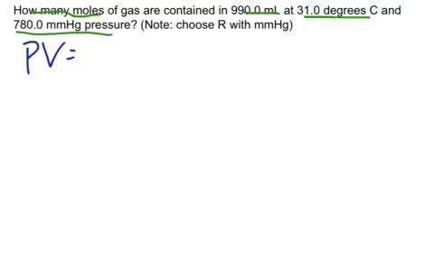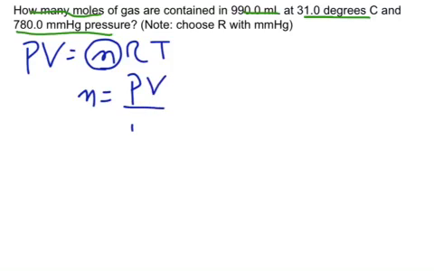So PV equals nRT, and it's looking for number of moles, so you have to rearrange it. Basically, n equals PV over RT. And now it's just plug stuff in, and remember that you need to be in Kelvin. The other thing you have to do is look at your millimeters of mercury, in other words pressure, and then choose the R value that is in millimeters of mercury.